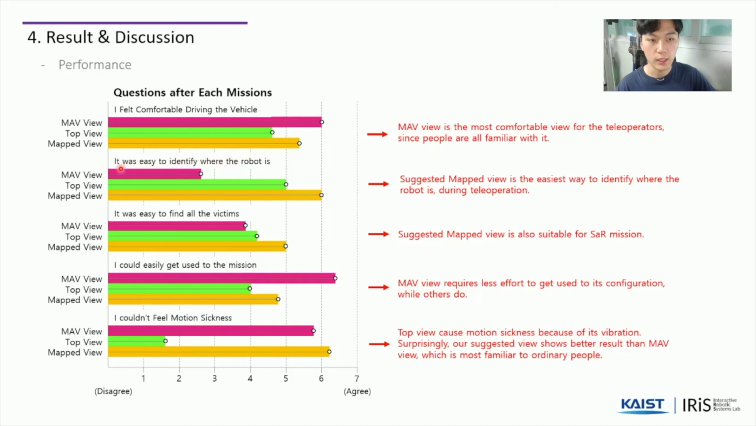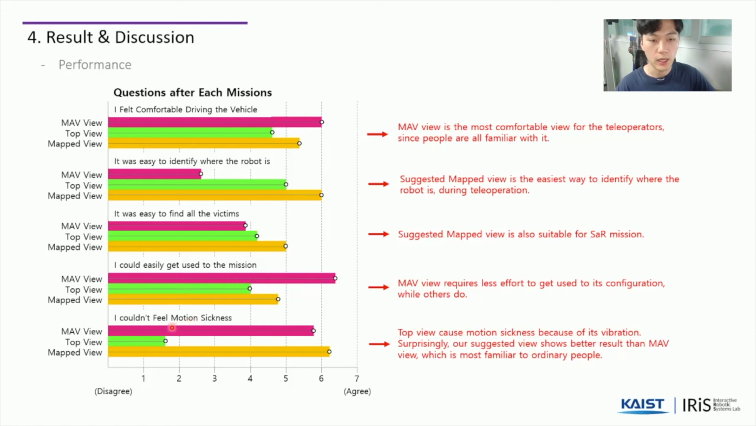The second question is, it was easy to identify where the robot is. The results show that our system is the easiest way to localize the robot. The third question is, it was easy to find all the victims. The results show that our system is also suitable for search and rescue missions. The fourth question is, I could easily get used to the mission. The results show that the MAV view requires much less effort to get used to its configuration.